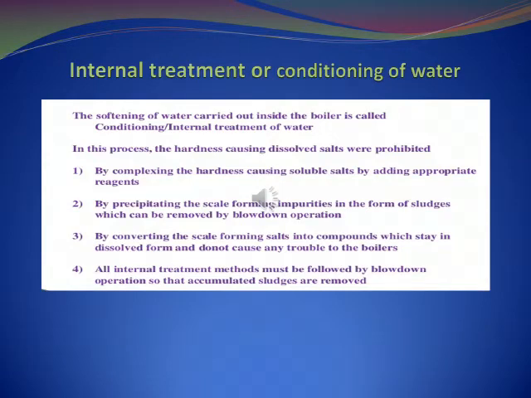Internal treatment or conditioning of water. In this process, the hardness causing dissolved salts are removed by different methods: by complexing the hardness causing soluble salts by adding appropriate reagents, and by precipitating the scale forming impurities in the form of sludges, which can be removed by blow down operation. Blow down operation means removing the concentrated salt in the boiler and passing fresh water into the boiler.